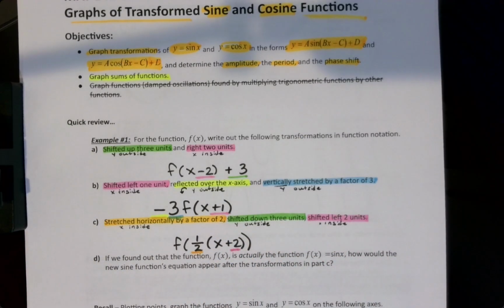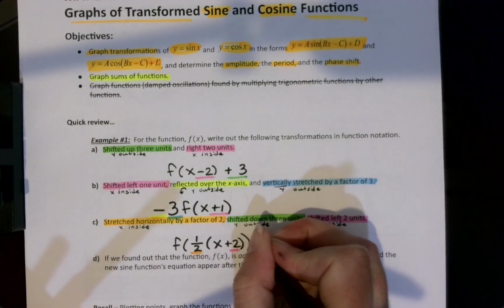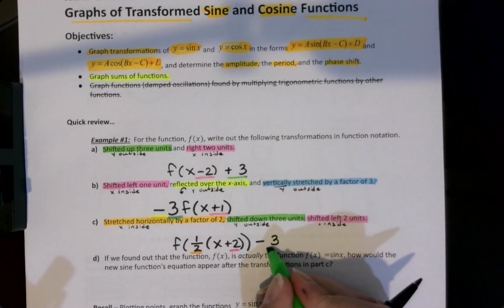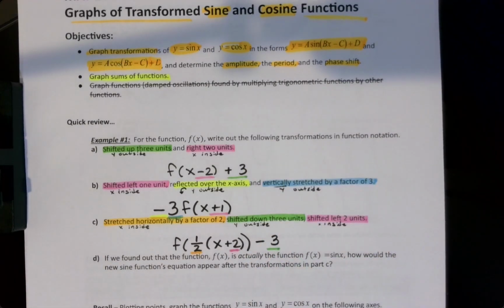And then finally, on the outside, we're going to go down 3. So outside the function, we'll subtract 3. That's our outside shift.